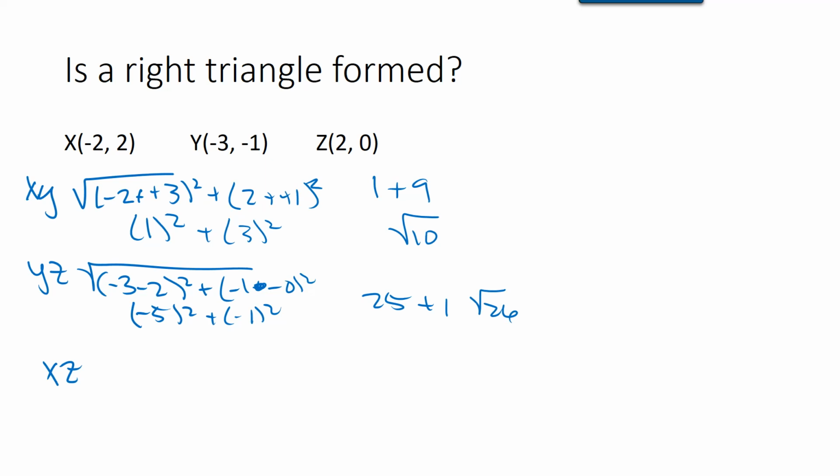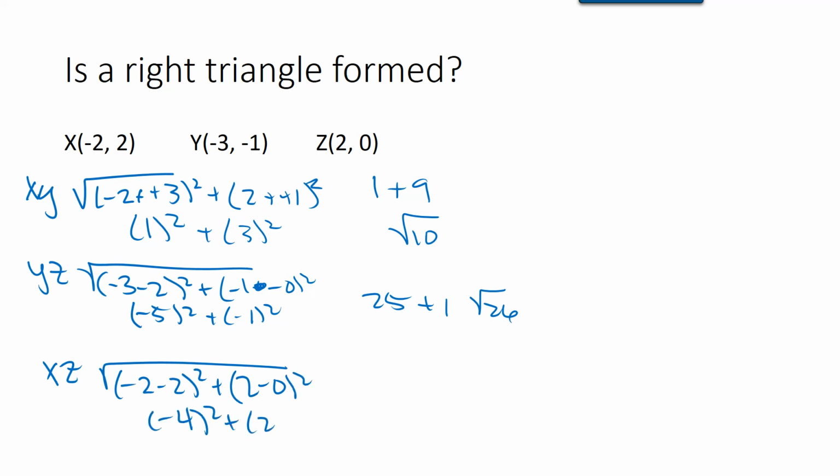Last one here, XZ, -2 minus 2 squared plus 2 minus 0 squared. That is really -4 squared plus 2 squared. Well, -4 squared is 16, plus 2 squared is 4. That is 20. Okay? Good. Like I said before, this is not going to be a Pythagorean triple. Those are not perfect squares.